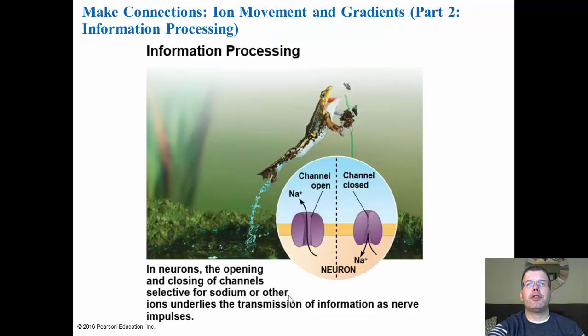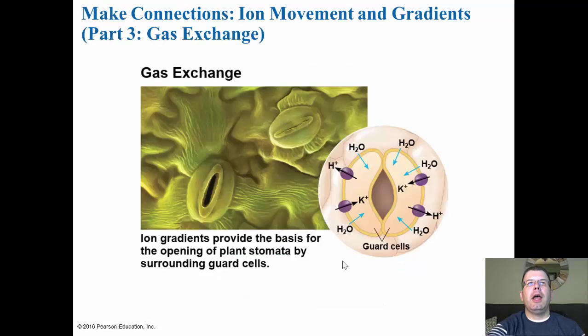Another place is information processing in the neuron. We'll look at the difference between the sodium coming in and the sodium being blocked out, generating a positive charge on the membrane. And then looking at gas exchange, we mentioned this before. What causes the stomata to open is actually the introduction of potassium in and the hydrogen ions out. That positive charge causes the stomata to open up in this case, along with the water coming in. And again, it's due to the concentration gradients that happen here.